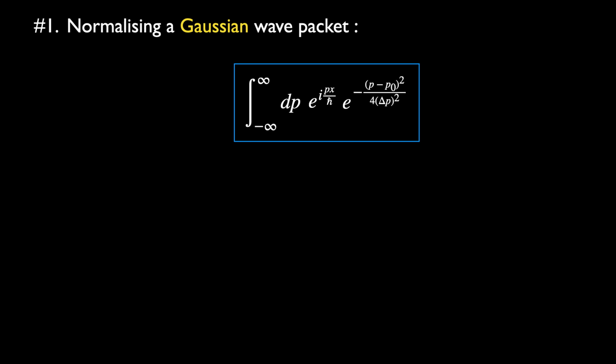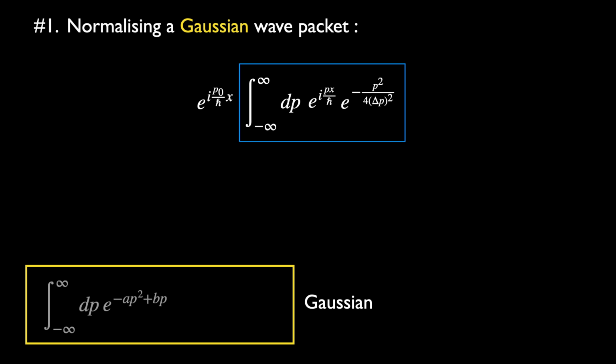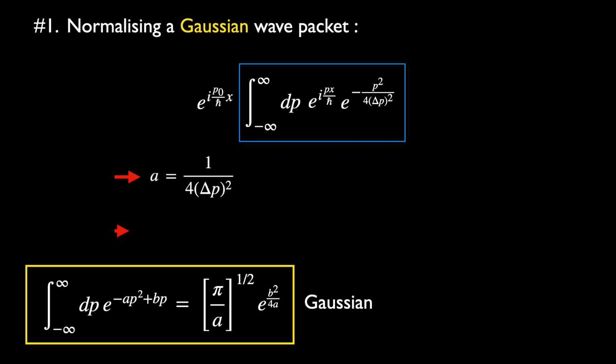We can simplify the form of the Gaussian function by changing variable this way. It is now straightforward to apply the standard identity for Gaussian integrals in the yellow box, which can be derived by completing the square in the exponential, making the appropriate substitutions for the parameters a and b. The integral in the blue box is easily solved.